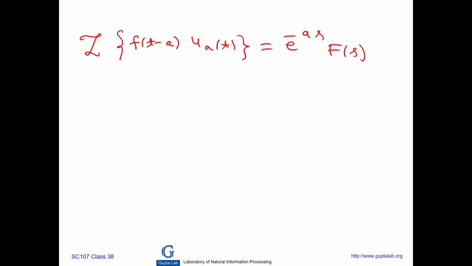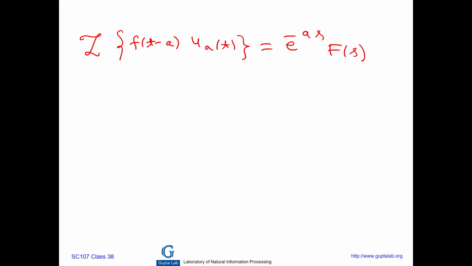Now, beautiful formula: the Laplace transformation of f of t minus a u of t minus a is e raised to power minus as f of s. Right. So obviously, in order to compute, you need to divide into two intervals, when t is less than a and when t is greater than or equal to a, and then you take the Laplace transformation. Two parts, the function's value will come, right? And you can compute and see. Again, I am not doing the proof.